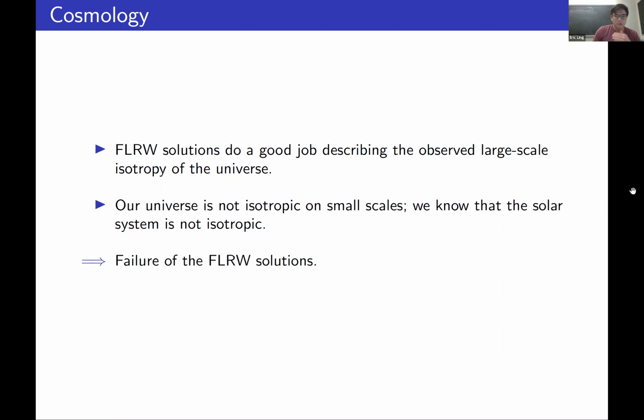Okay, so FLRW solutions do a good job describing the observed large-scale structure, the isotropy of the universe, but very obviously, our universe is not isotropic on small scales, right? We have things like planets, stars and galaxies. So again, failure might be a strong word here, but this is a limitation of the FLRW solutions. We really want a spacetime that can capture both of them.